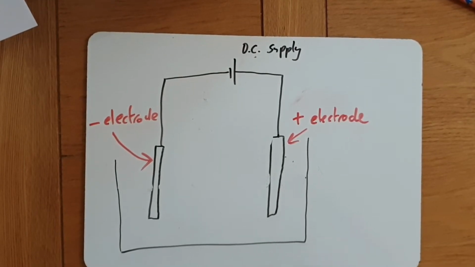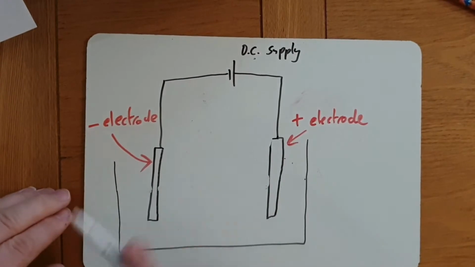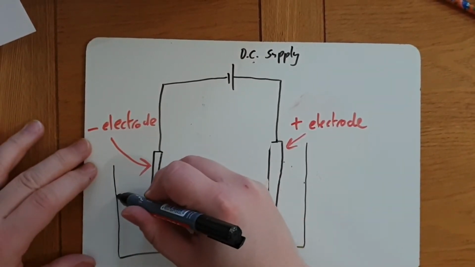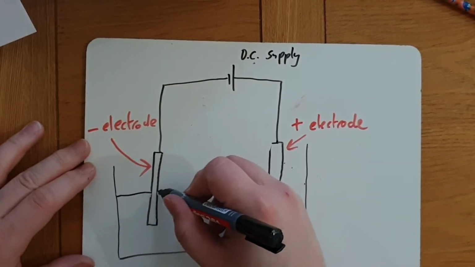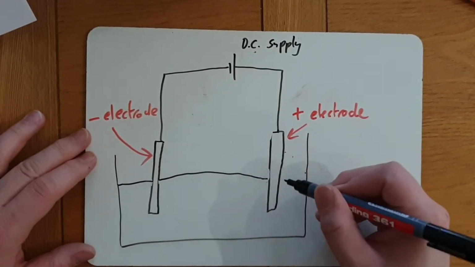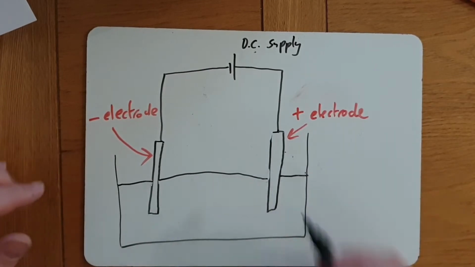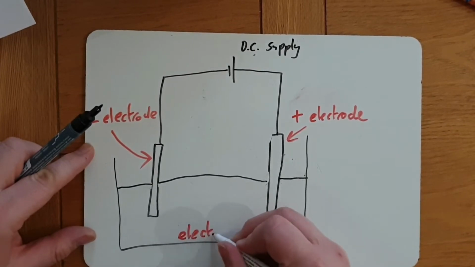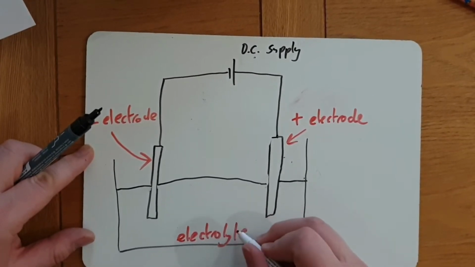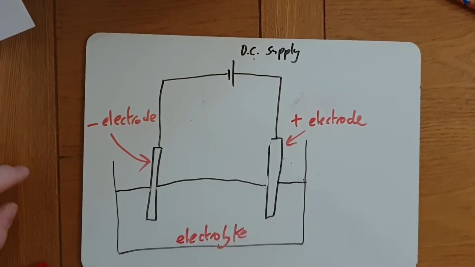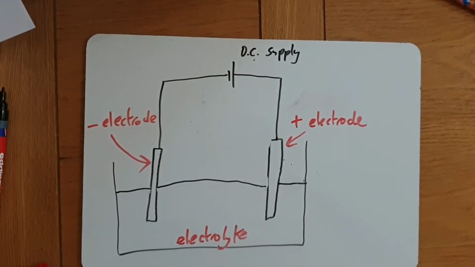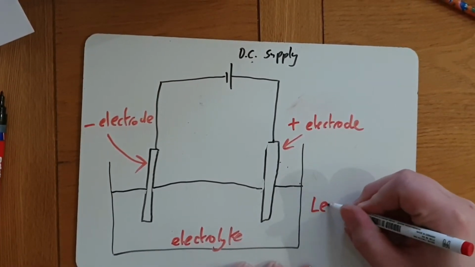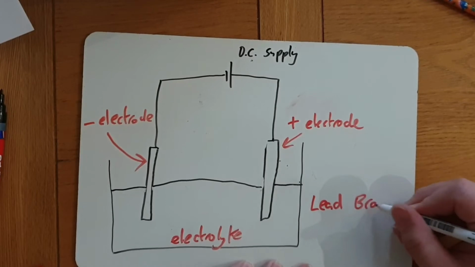Right, so this isn't a complete circuit at the moment, so electricity can't flow around. So we need to connect them up. So we add our electrolyte, and this is why it's important that it's an ionic compound, and it's got to be either molten or aqueous because it needs to conduct electricity. So this is our electrolyte. So now we've got a complete circuit. And the example electrolyte that we'll use, we will use lead bromide.